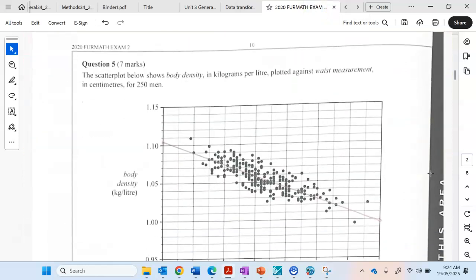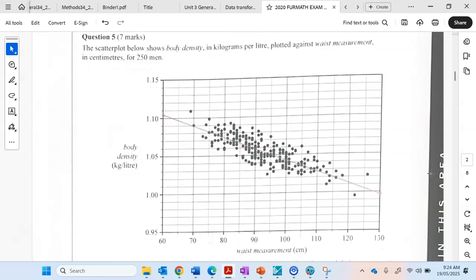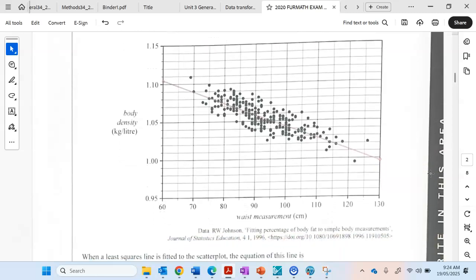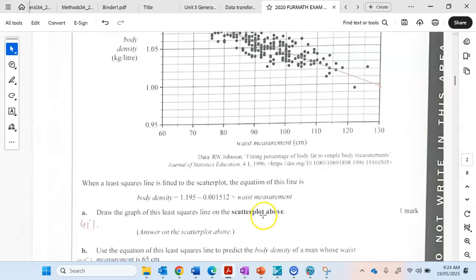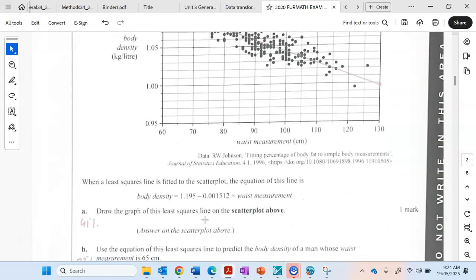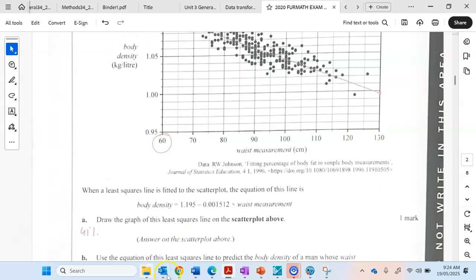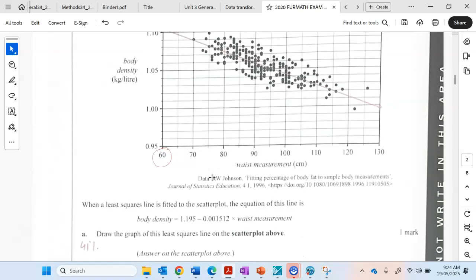All right, moving along. The scatter plot below shows the body density in kilograms per litre plotted against waist measurement for 250 men. All right, we've got the equation and we have to draw it on the scatter plot. So this was not answered very well in class, and it was 41%. Again, the main issue is when you don't start at 0. So some students would have drawn it at 1.195, which you can't sketch on here because we don't start at 0.